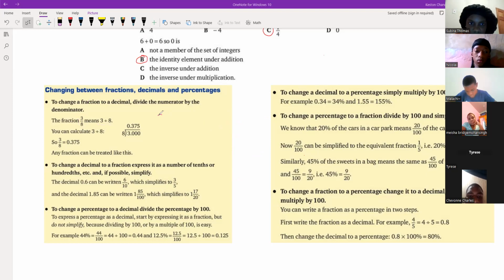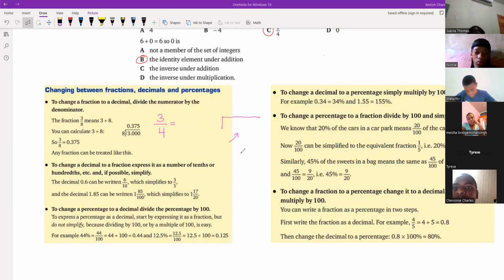Let's look at another one. Let's say we have 3/4. I want to change that to a decimal. Which one do I put on the inside here, the 3 or the 4? The 3. The 3, good. Right, and if I put the 3 here, that means I put the 4 on the outside. So I'm going to put the 3 here. But could 4 go into 3?